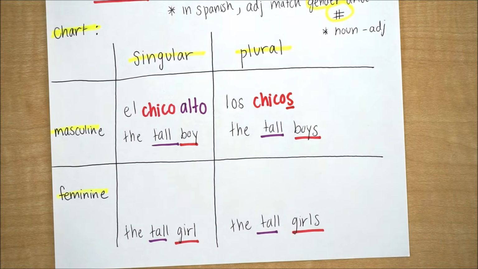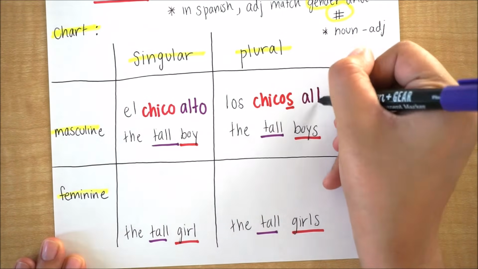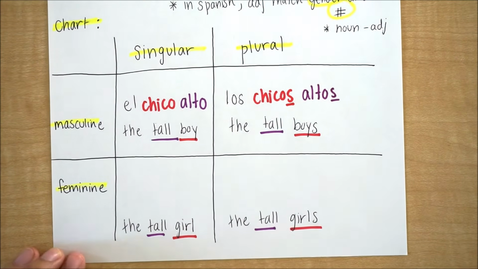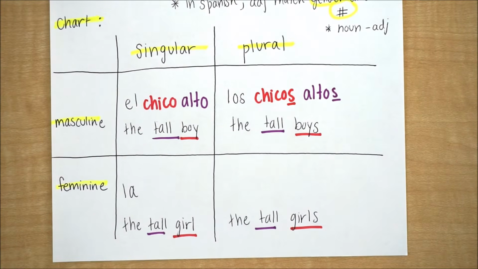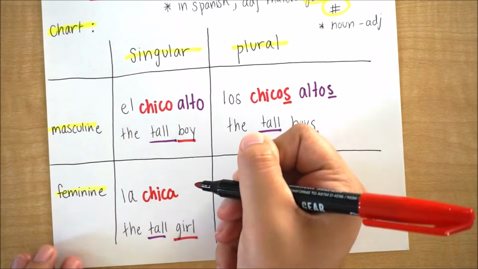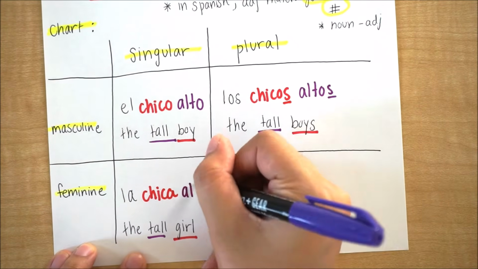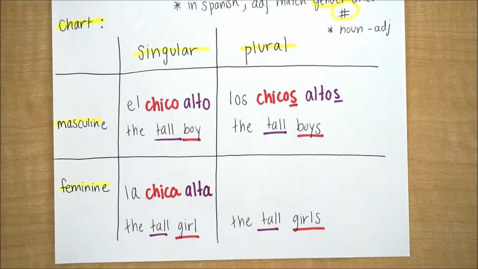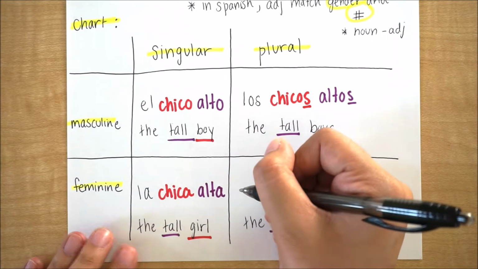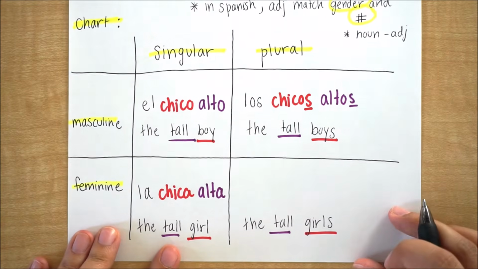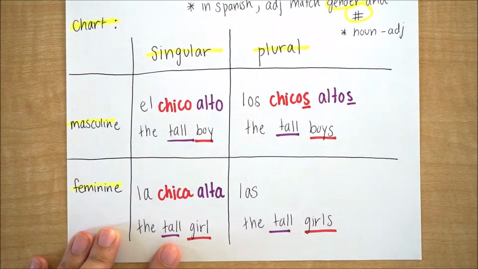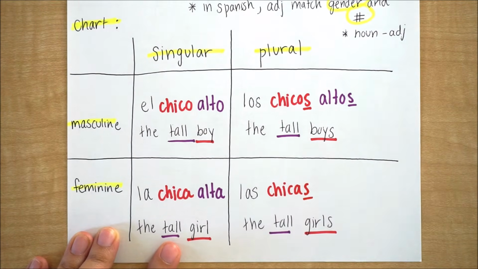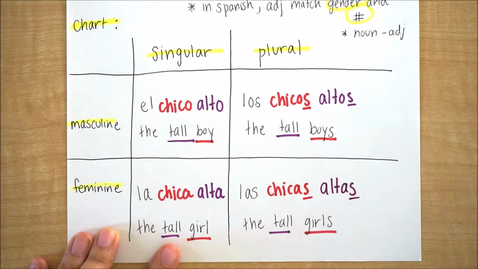Then if we wanted to make it still masculine, but plural, we can say los chicos altos. So we're adding that S. And the plural masculine definite article is los. Now we say the singular feminine definite article is la, the noun is chica, and the adjective is alta. So usually if you want to make something feminine, your O would become an A. Next, if we wanted to make it feminine but plural, we have to just add our S. So we say las chicas altas.